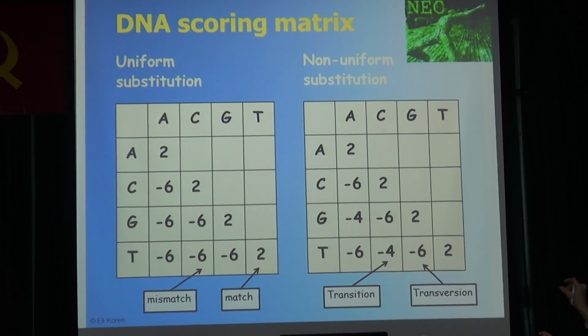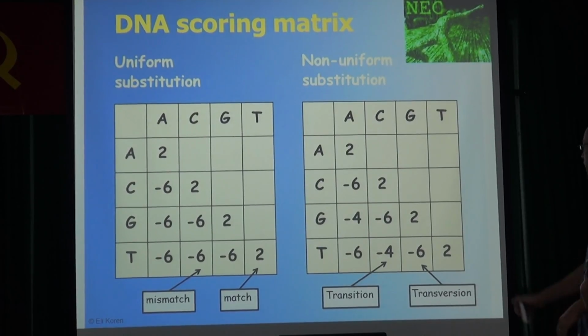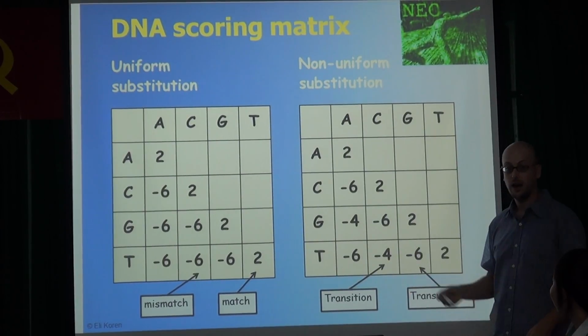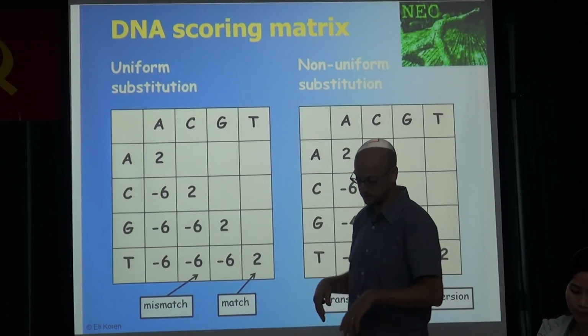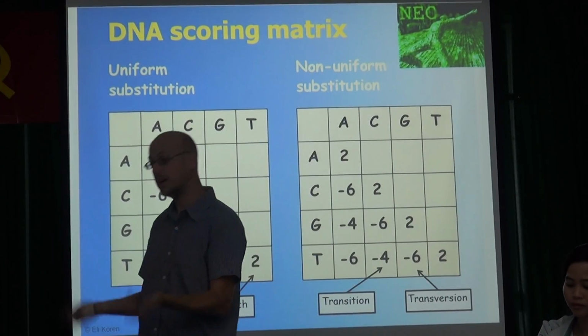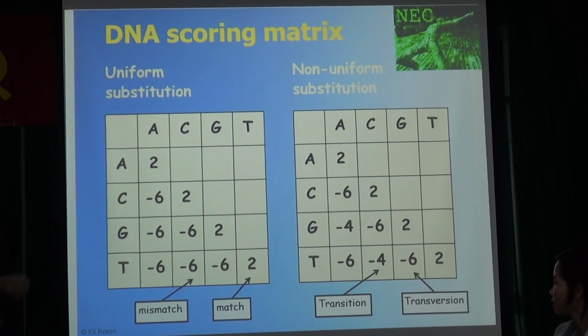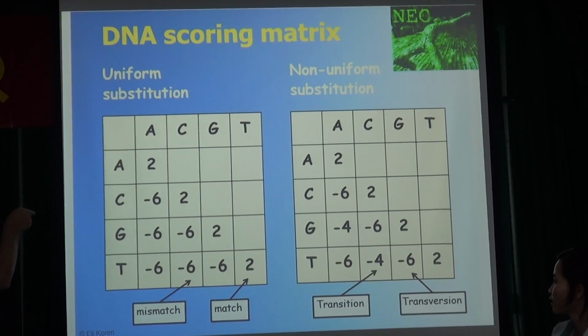A purine mutation into a pyrimidine? Purine into pyrimidine happens less often. That's a transversion. It happens less often, so we give it a bigger minus.